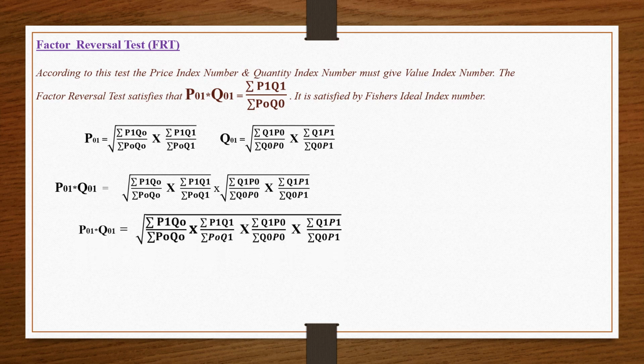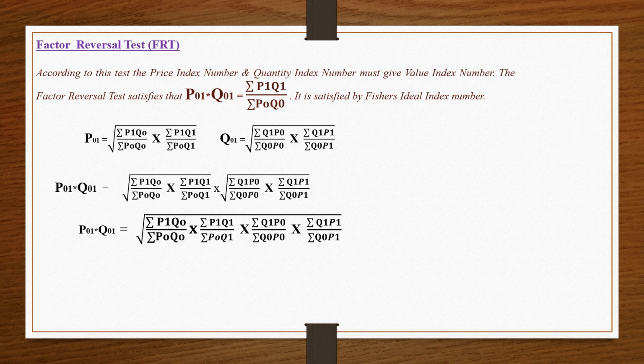So P01 into Q01 is equal to square root of summation of P1 Q0 divided by summation of P0 Q0, into summation of P1 Q1 divided by summation of P0 Q1, into summation of Q1 P0 divided by summation of Q0 P0, into summation of Q1 P1 divided by summation of Q0 P1. So again here also fractions are going to be cancelled with comparison of the numerator and denominator. Where numerator and denominator are similar, we do the cancellation.